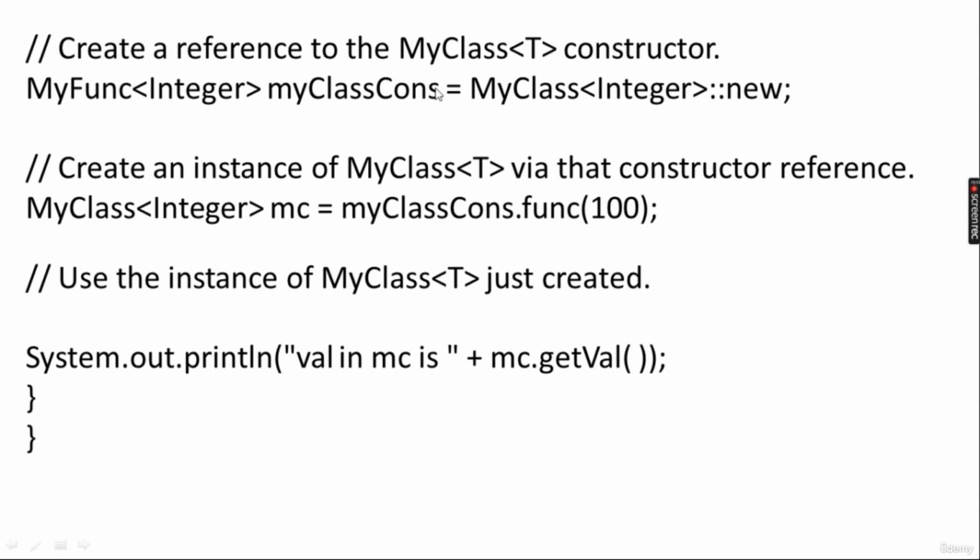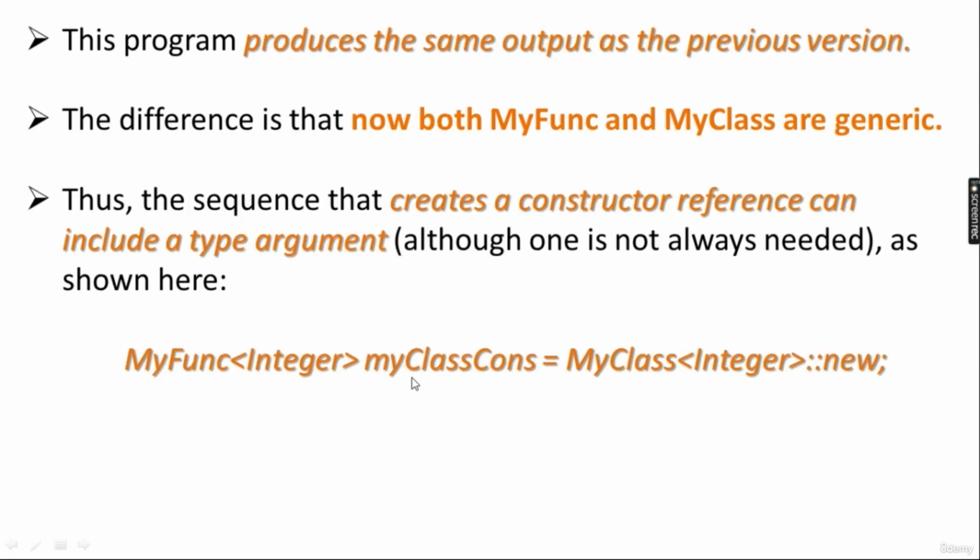Using this constructor we can call the function of the functional interface, func(100). It will relate to the parameterized constructor, as we have already seen in the earlier example. So this mc will be getting the value and putting the value as 100. This program produces the same output as the previous version.